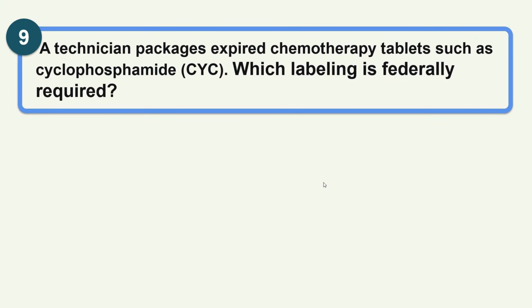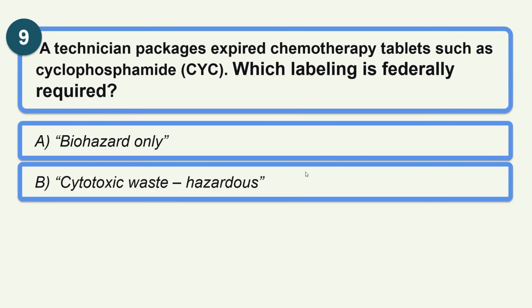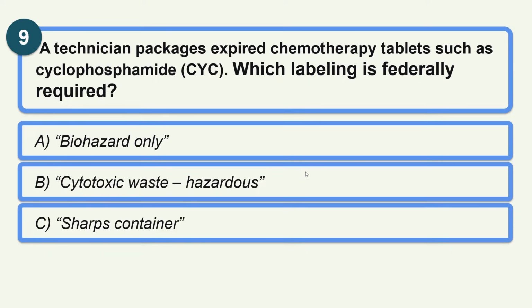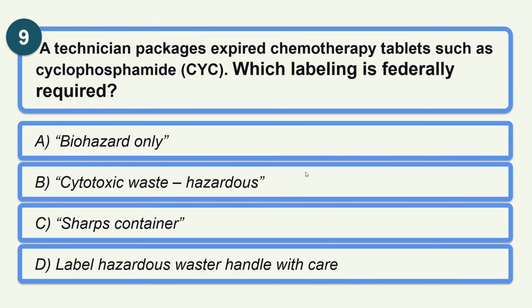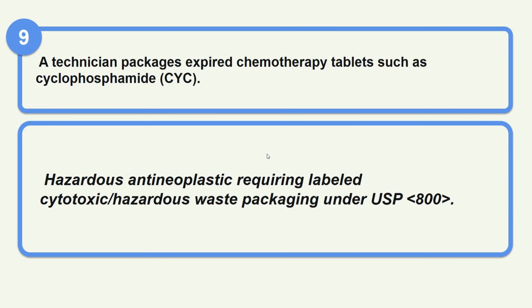A technician packages expired chemotherapy tablets such as cyclophosphamide. Which labeling is federally required? A. Biohazard labeling. B. Cytotoxic waste hazardous. C. Sharp container. D. Label hazardous waste. Handle with care. The correct answer is cytotoxic waste, also labeled as hazardous. So all these chemotherapy products, such as cyclophosphamide, require labeling as hazardous. Cytotoxic drugs need a hazardous label.